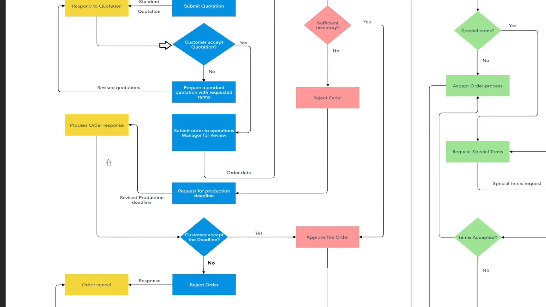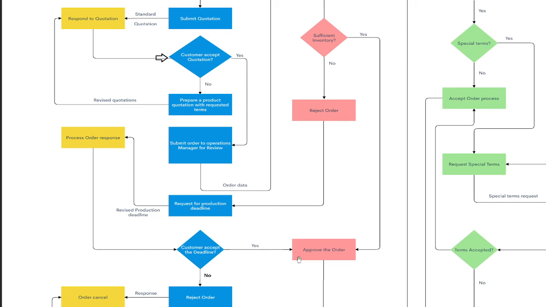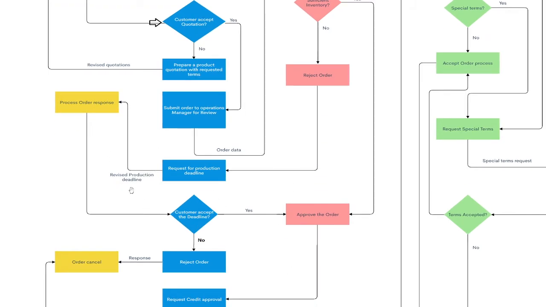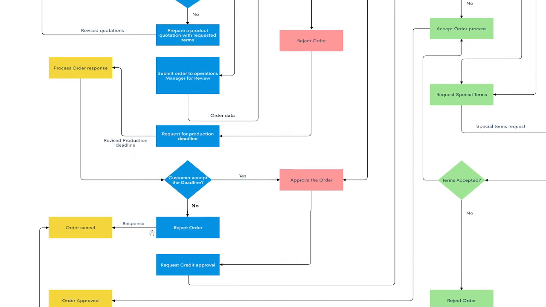And usually the revised production deadline is in terms of the orders to be made in a specific time. So after the customer has read the revised production deadline, if the customer does not accept it, we will reject the order and send back to the customer a response of order cancel.